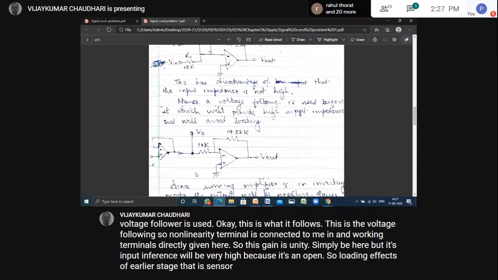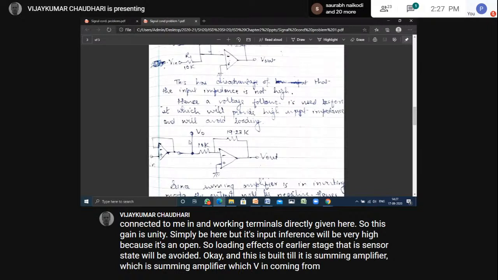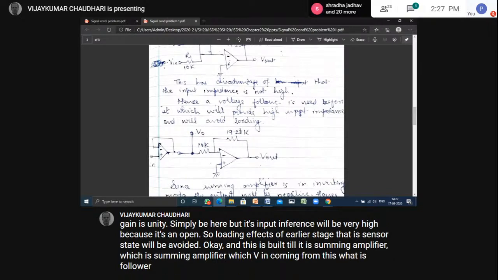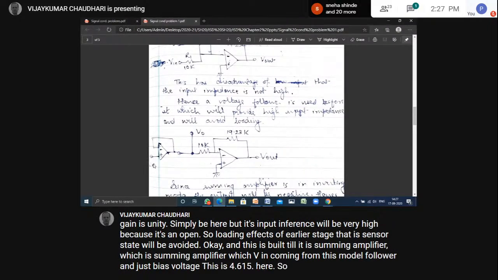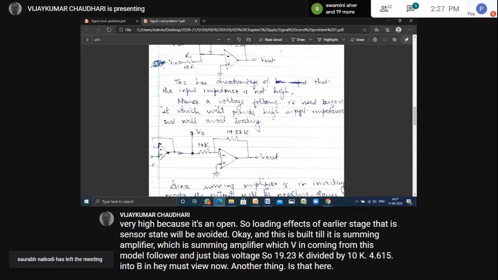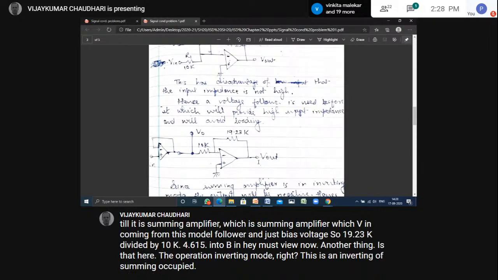Okay, and this is V0. Still, it is a summing amplifier. This is a summing amplifier with Vin coming from this voltage follower, and this bias voltage V0, which is 4.615. So 19.23K divided by 10K into Vin, plus V0. Now, another thing is that here the op-amp is in inverting mode, right? This is an inverting summing amplifier. So the output will be negative.